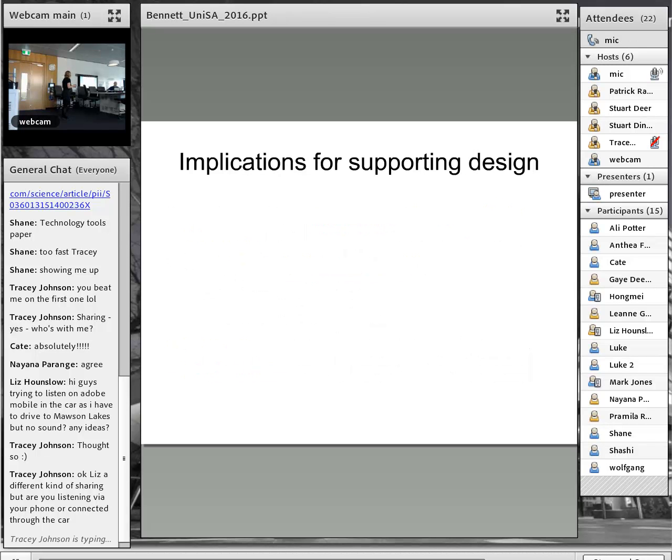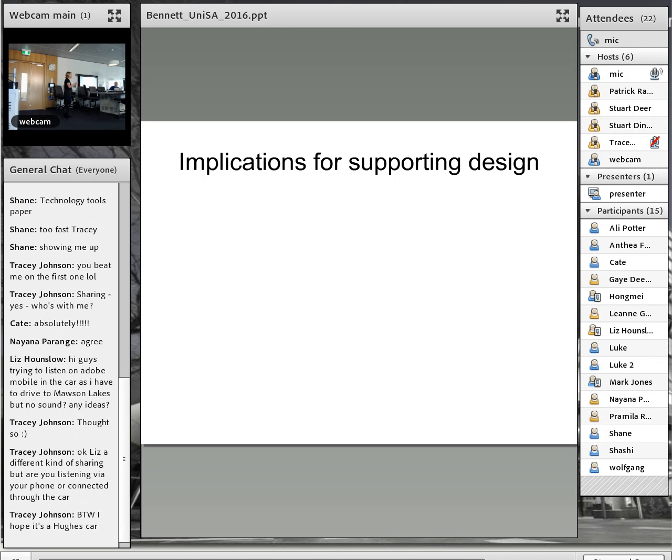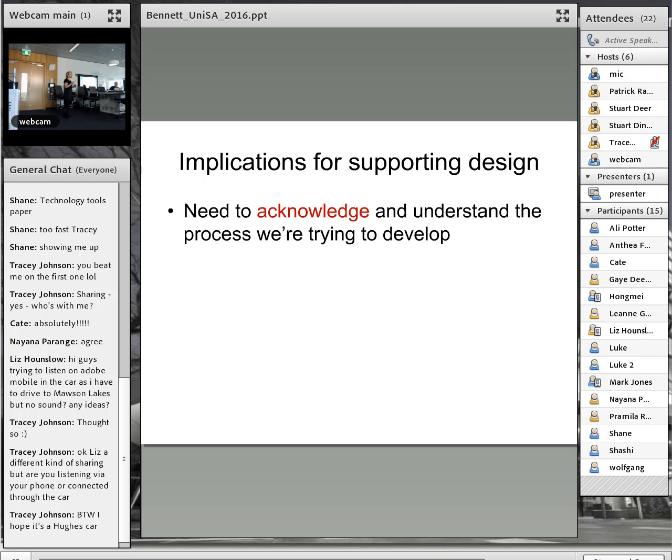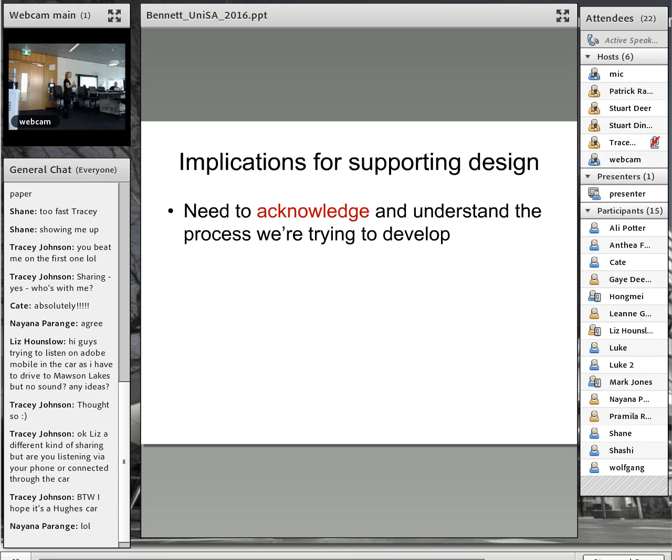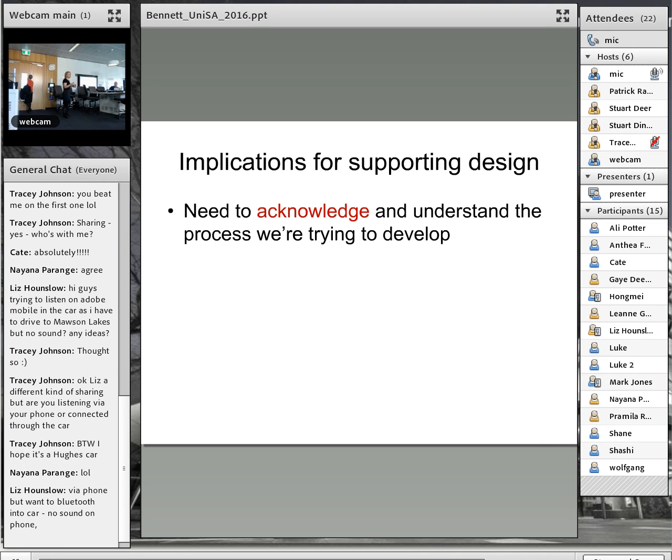Okay, so what are the implications for supporting design? What practical implications do these results have? I think first of all, we need to acknowledge that there is a practice, and that we're trying to understand that and develop that further. Some of the approaches taken so far have just seen university teachers as a blank slate, that I can come in and take you through a workshop process, I can get you to use a tool, but it doesn't tap into any of the practices that you already have.